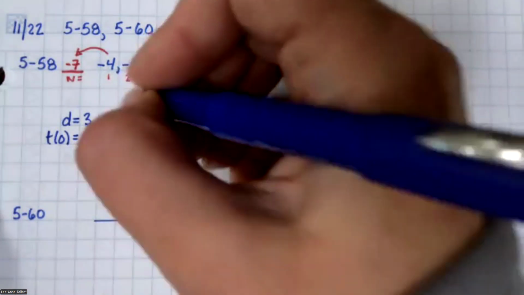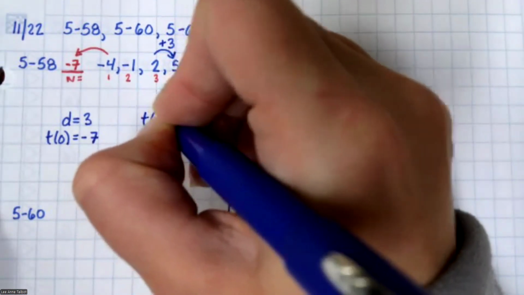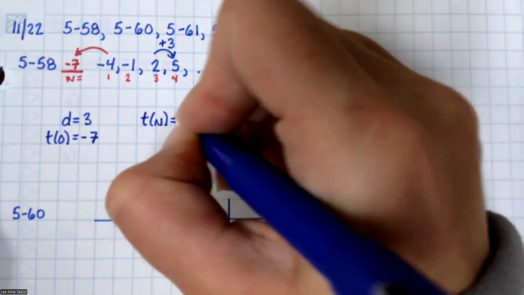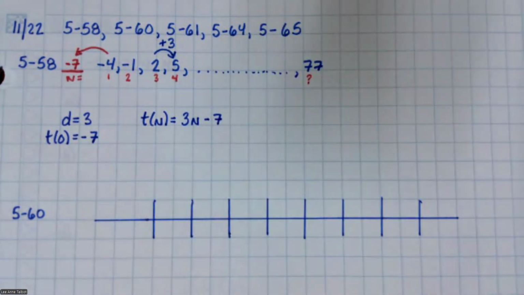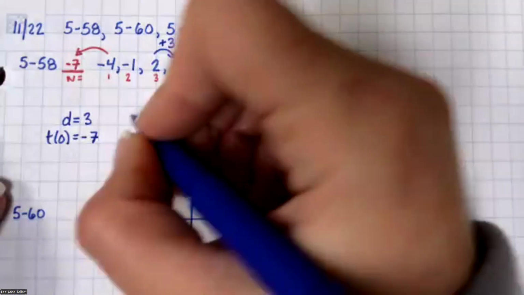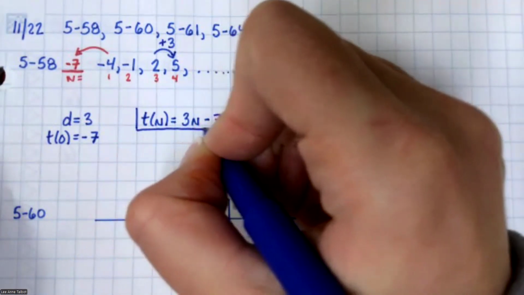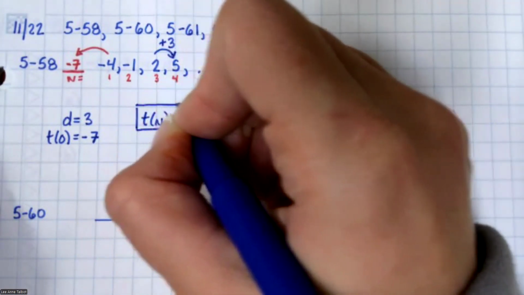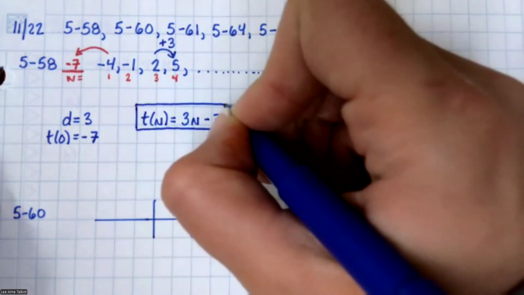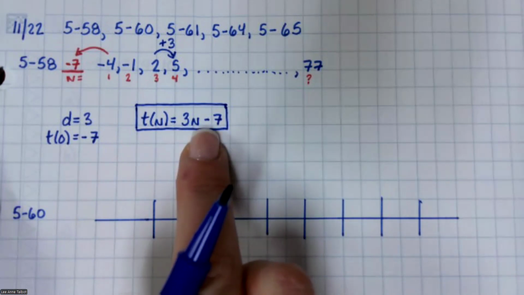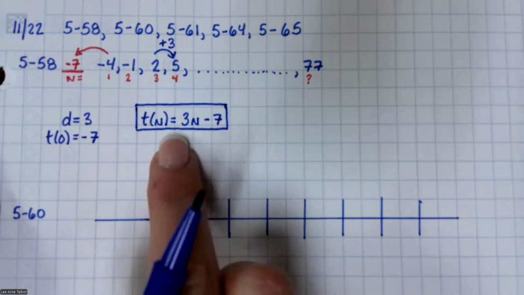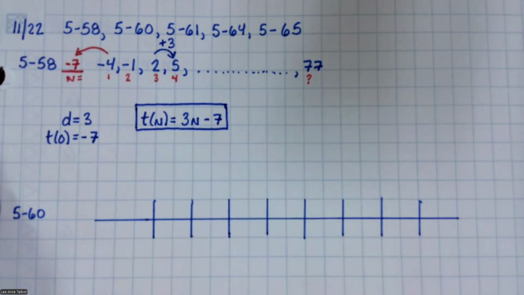Now the equation is T of n equals 3n minus 7. Anybody want to talk about the equation at all? So this is your y equals mx plus b, but we're just writing it in sequence notation.